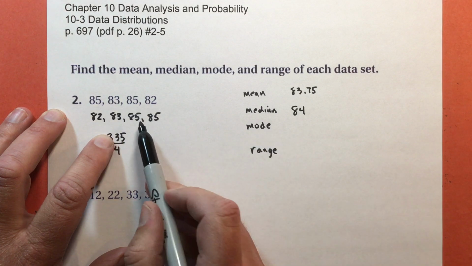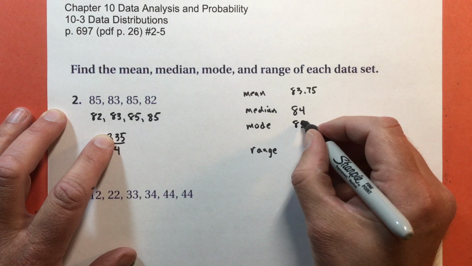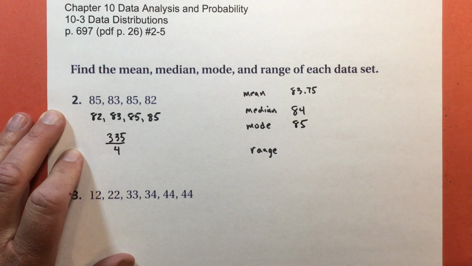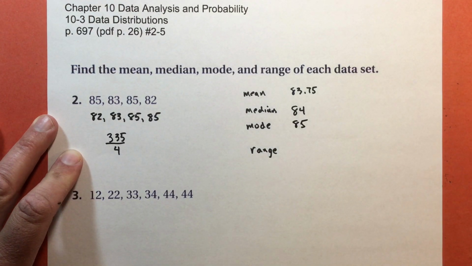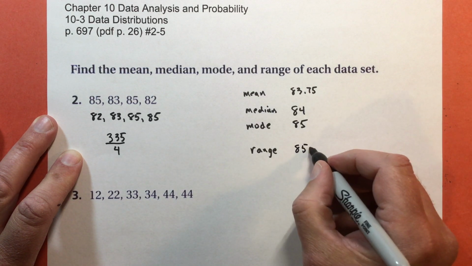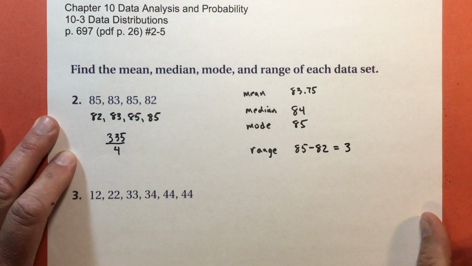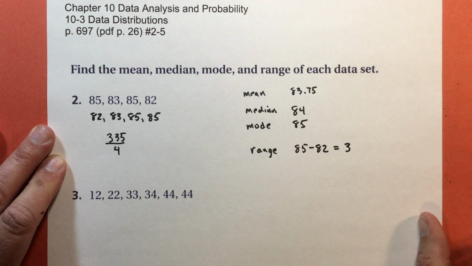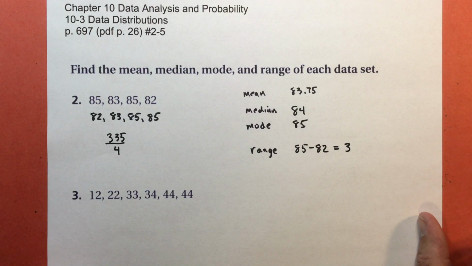The mode, well, 85 occurs twice, so technically that's the mode. But like I said, it's kind of useless when I've only got 4 numbers. These are the measures of central tendency. Now I'm going to find the range. The range is the largest number, 85, subtract the smallest number, 82, which equals 3. So there's not a lot of variability with these numbers. They're all clustered together from 82, 83, 85, 85. If there was an 84 in there, that'd be great.